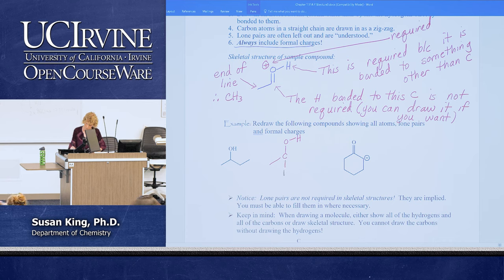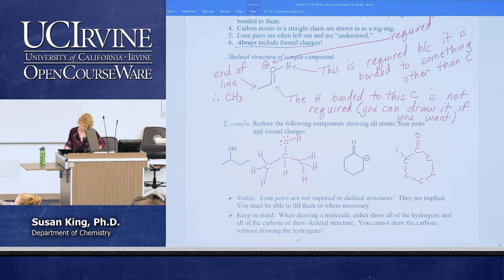Lone pairs are not required. You can draw them in, though. I'm going to draw them in just for the heck of it. Okay. And then that. So it's going to look like that. That's what that means. And rings especially, we're going to draw this. So this is a six-membered ring with carbons all in the ring. Let's draw that. It just takes a lot longer to draw. I'm so glad we have the shorthand way of doing it.